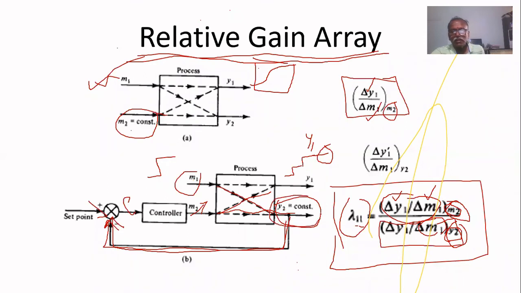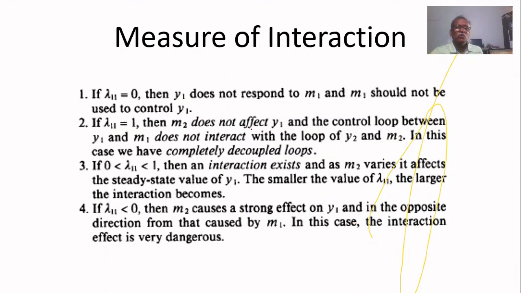We have to take the y1 value after y2 becomes steady state. Both y1 and y2 should become steady state. Then the change in y1 is for the change in m1, keeping y2 constant. If you find the ratio between the two, that is lambda 1 1. Now let us see what is the range of values of lambda 1 1. It varies from 0 to 1.